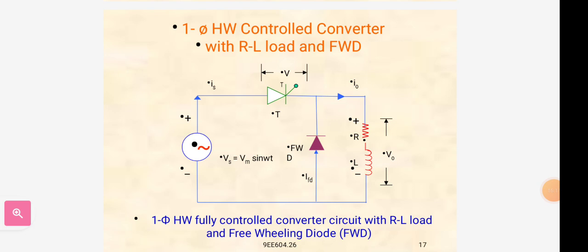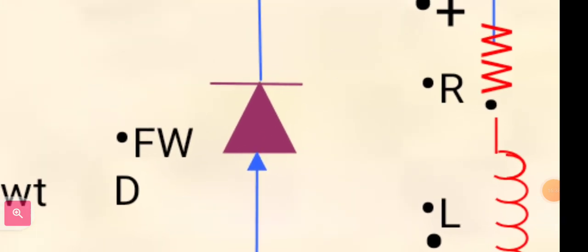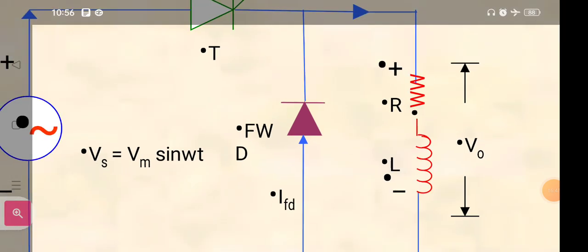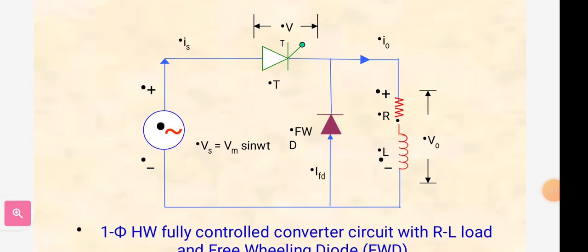Now we are going to discuss the single phase half wave controlled converter with RL load using a freewheeling diode. Before, we discussed the single phase half wave controlled converter with RL load, but in the same circuit we are now connecting the freewheeling diode. This is the freewheeling diode, meaning the current bypasses through the freewheeling diode. This is the same circuit as the single phase half wave controlled converter for RL load, we are just adding the freewheeling diode.